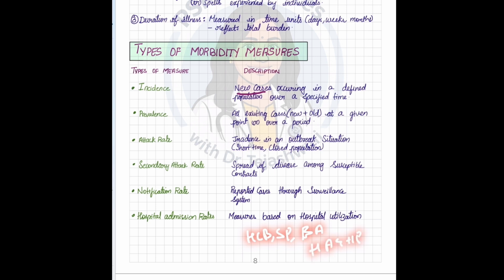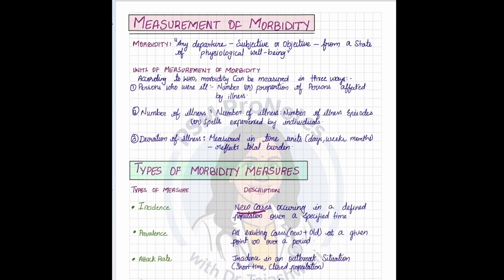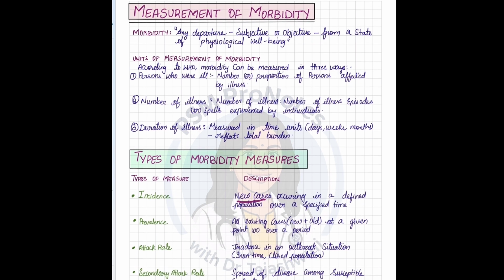So to sum it up, morbidity measures help us understand not just who is sick, but how often, how long, and how it affects our health system. It's a crucial part of community diagnosis and public health decision-making.